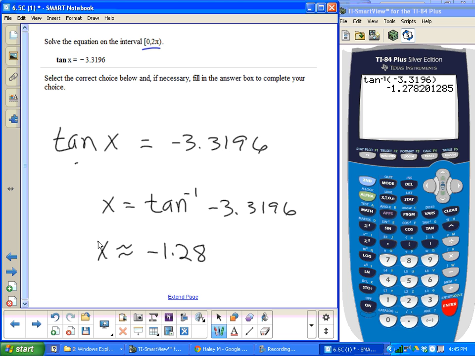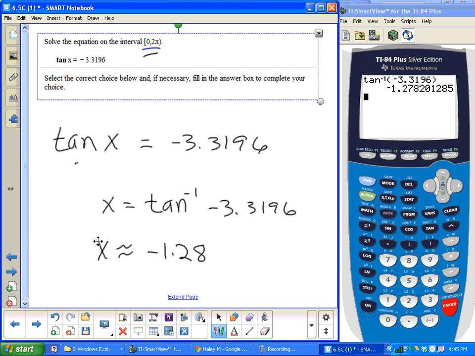Now, I've got a problem with that answer here. My answer is supposed to fall in between 0 and 2 pi, so that's really not going to be one of my solutions. All I have to do with a tangent equation like this is remember that tangent is a periodic function, and the period for tangent is pi. So all I have to do with tangent is just add pi multiple times.